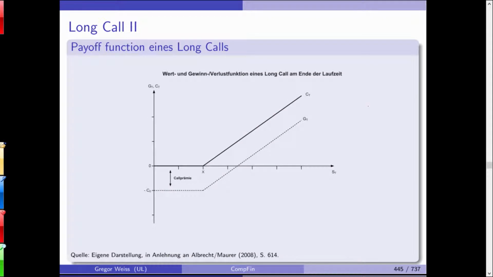And then you can see the famous hockey stick diagram. We will see that here, this is the payoff profile. So if the underlying price goes up, we'll get a higher payoff, and we need to pay a certain premium, the price for the option, C0. So if we let it expire, we'll lose money, and at some point we'll break even. And if the payoff of the option is higher than the initial price, we'll make a profit. That is quite clear.